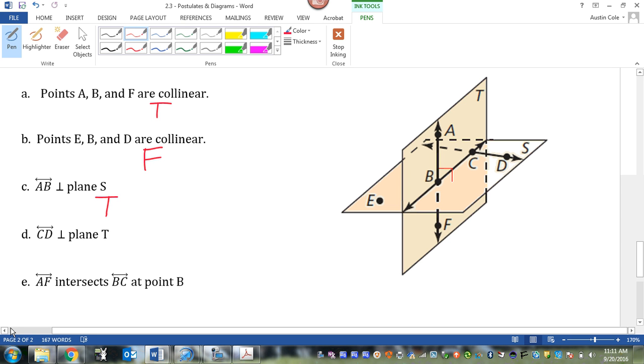Line CD is perpendicular to plane T. False. Alex, what do you think? False. I like your answer. Why do you think it's false? Not directly across from. So how did we know that AB was perpendicular? There's the mark, right? So, since there's no mark over here, we can't assume it.